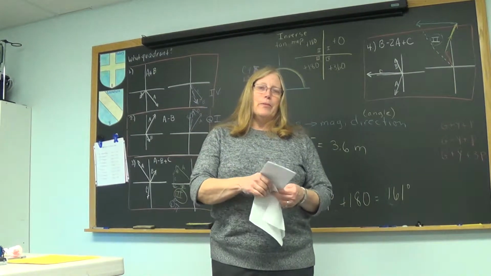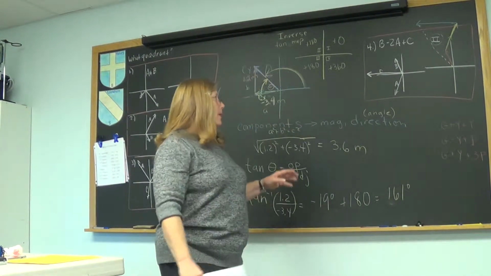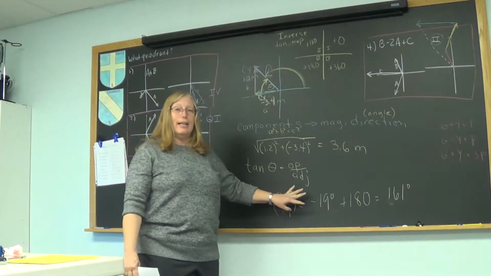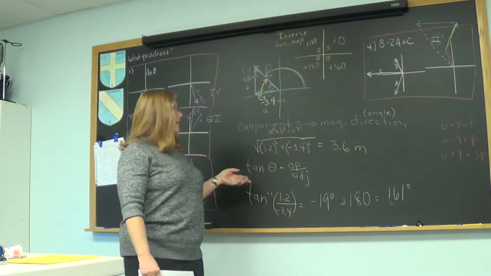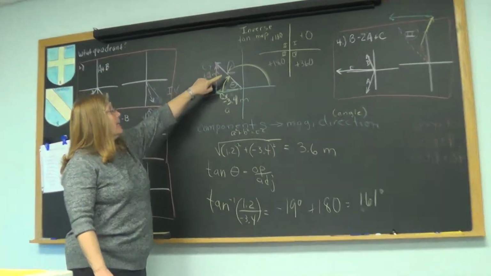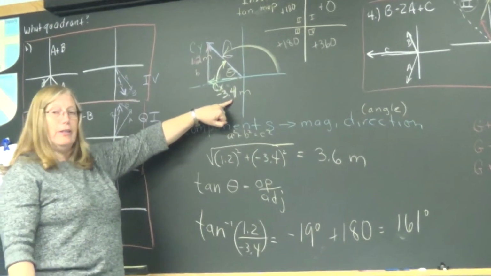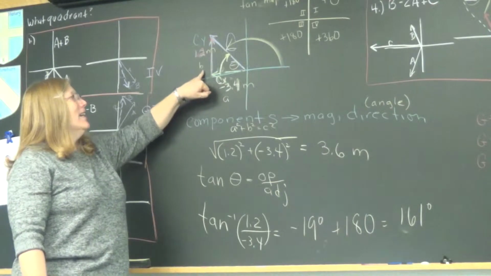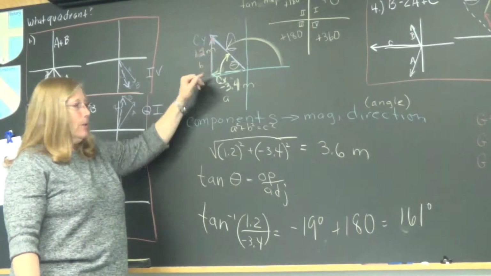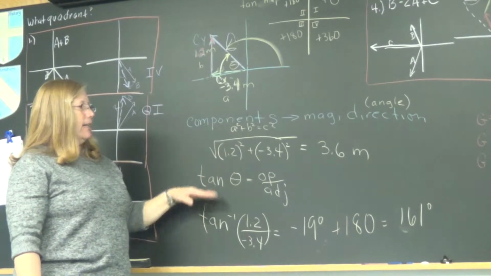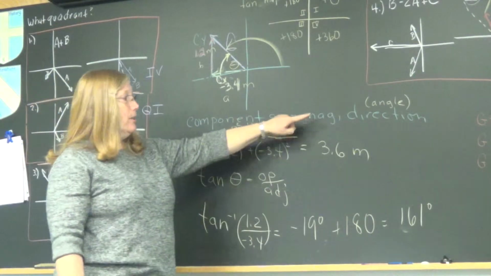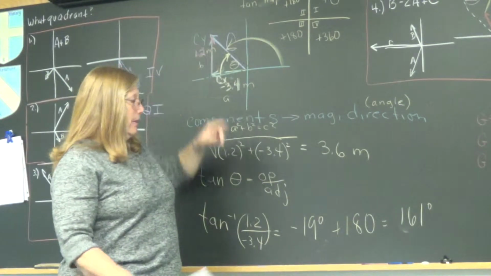Hi Hunter. We just reviewed the problem that we ended with on Friday. This should be in your notes, so you can pause it if it's not. We had this vector C, which had an x component of minus 3.4 and a y component of 1.2, and we used the Pythagorean theorem and inverse tan to get the magnitude and direction of that vector.